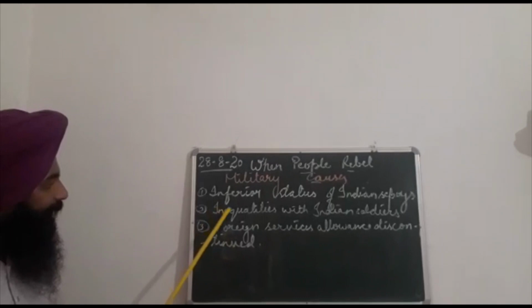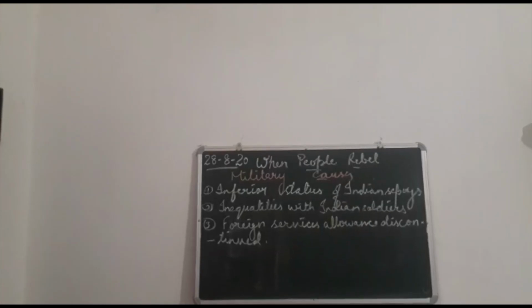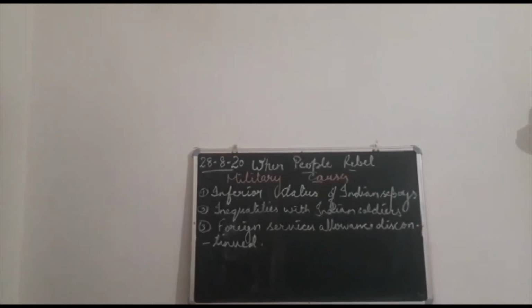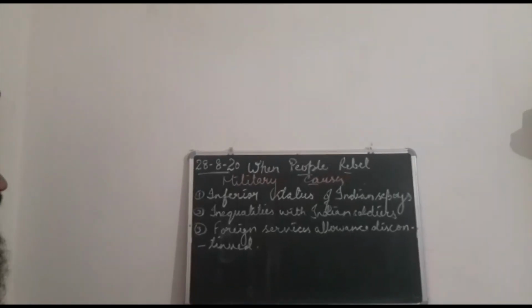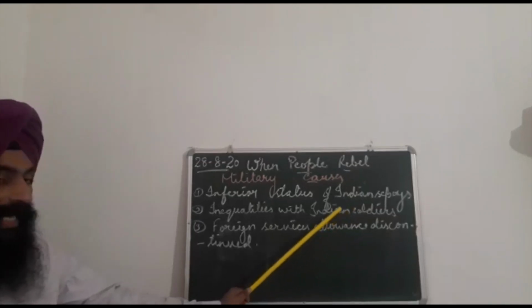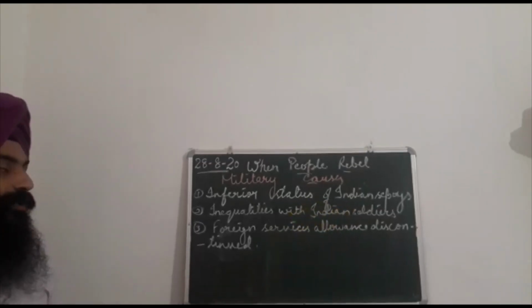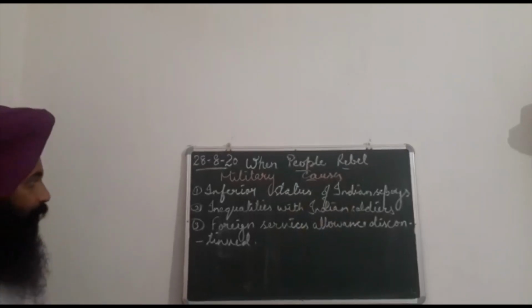Second, it was inequalities with Indian soldiers. The inequality in the sanction of rations, pay structure, and living conditions in the barracks between the British and the Indian soldiers caused a lot of dissatisfaction among the Indian soldiers. Indian soldiers were paid lesser salaries as compared to British soldiers. Benefits given to them were limited.